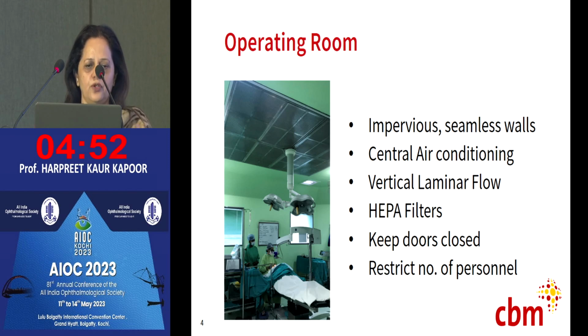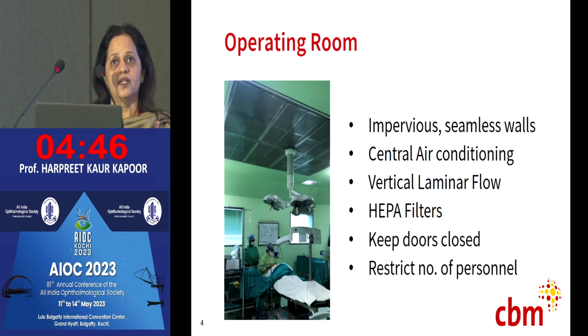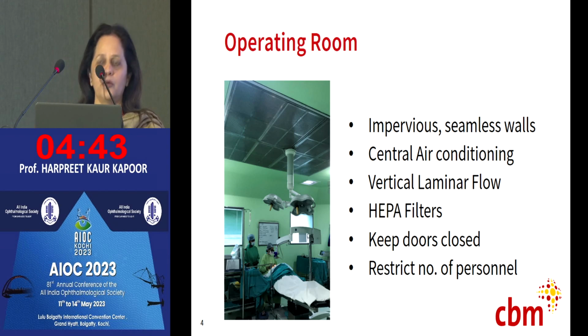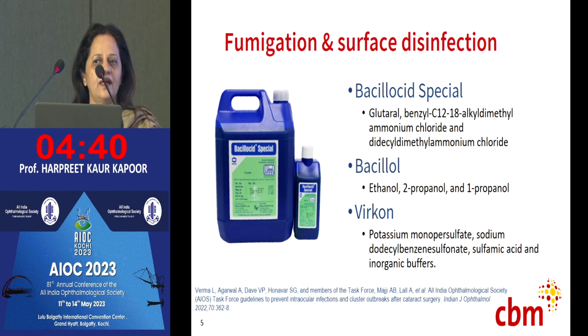So for the OT as such, keep the OT doors closed, restrict the number of personnel in the OT, and especially people with active infection should not be allowed in. Then fumigation and surface disinfection is absolutely important to ensure that the airborne infection is minimized, and standardized solutions which are available should be used for this. Bacillocid special is one of the common ones being used, which is glutaraldehyde based, and then there are some others like Bacillol, which is ethanol based, and hydrogen peroxide as well.